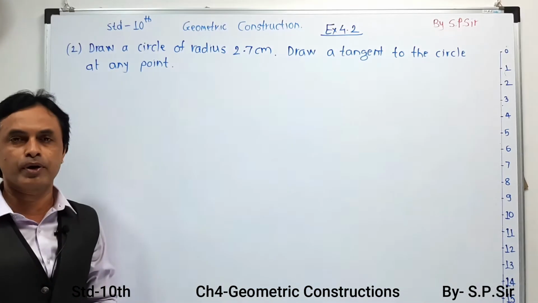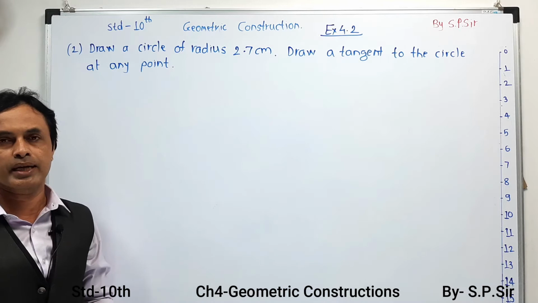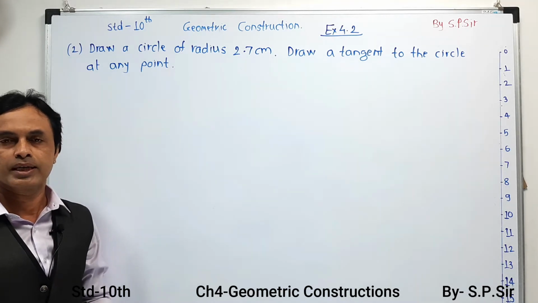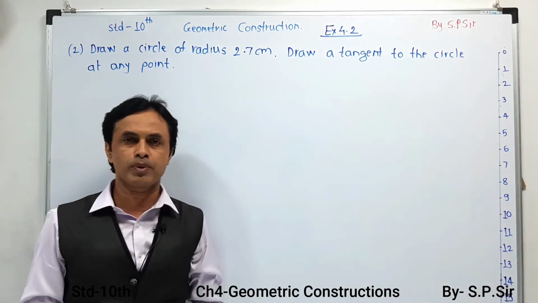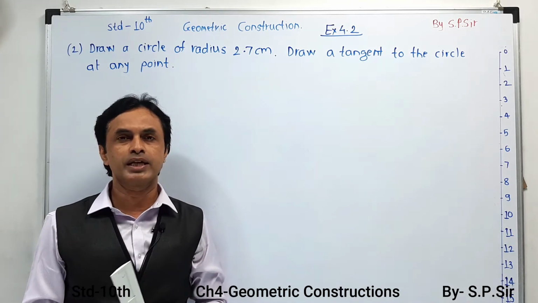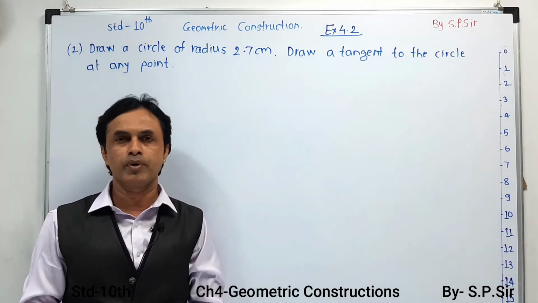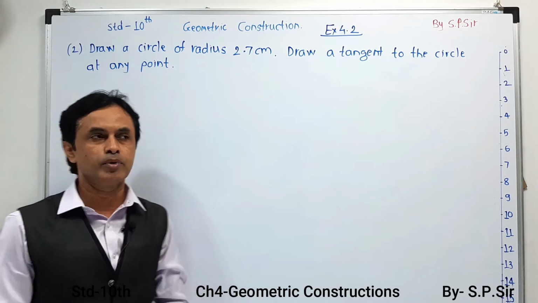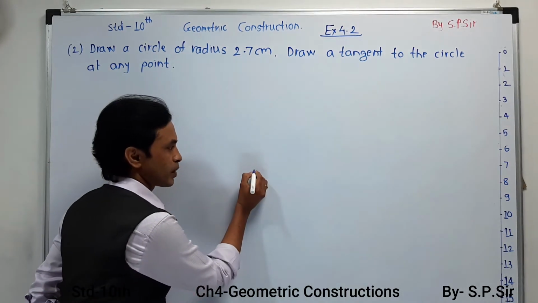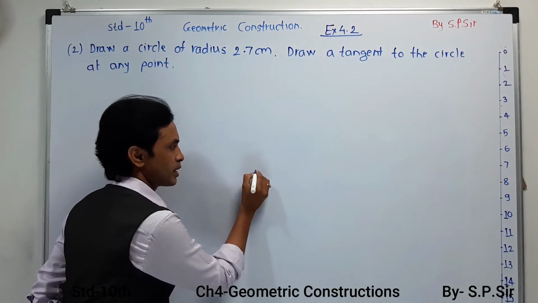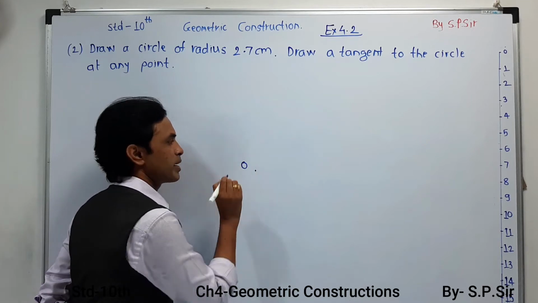It means you have to take any point on the circumference of the circle, and at that point we have to draw a tangent. It is the same problem as the previous one, but here they have not mentioned any center name or any point name, and we have to identify the names ourselves. So first of all I am going to take the center of the circle and give it the name O.